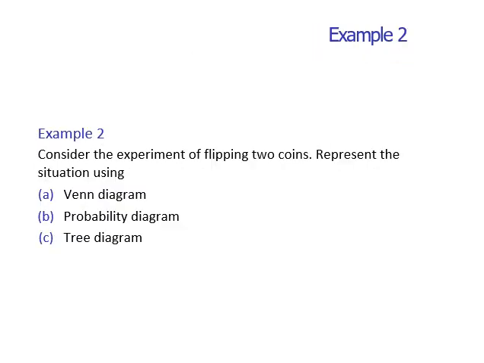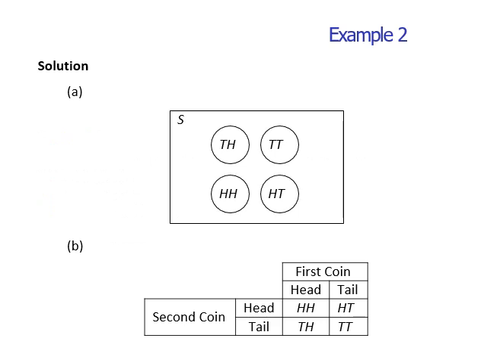Okay, so how do we use the 2 coin example? Flip 2 coins, using a Venn diagram, a probability diagram, and a tree diagram. The first one we'll go through on the next slide is the Venn diagram. Since these 4 outcomes do not overlap each other, it's just head head, head tail, tail head, and tail tail. This is solution A in Venn diagram form. In the probability diagram form, as we saw in the previous slide, first coin head, second coin head gives you head head. First coin head, second coin tail gives you head tail, and so on until you get tail tail.